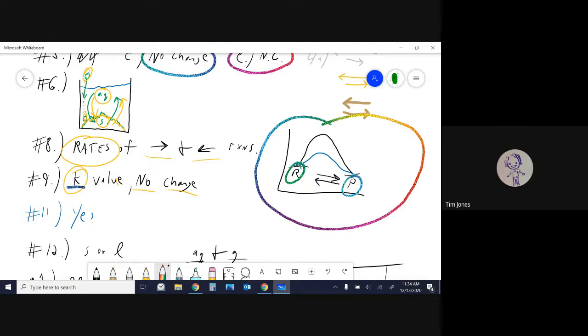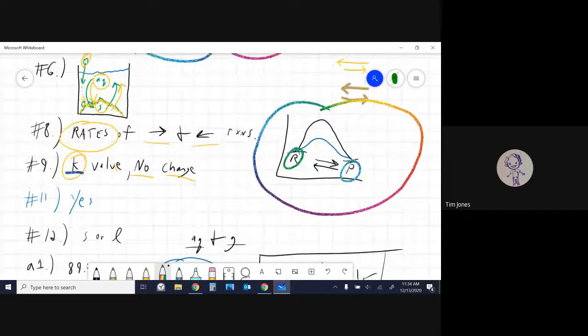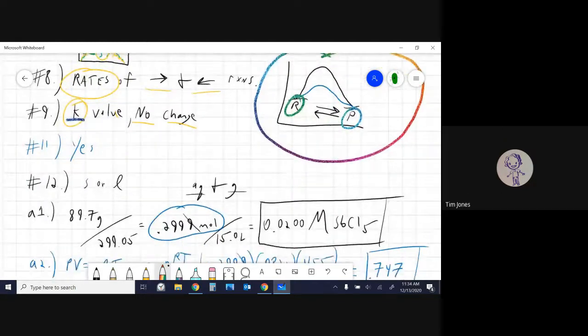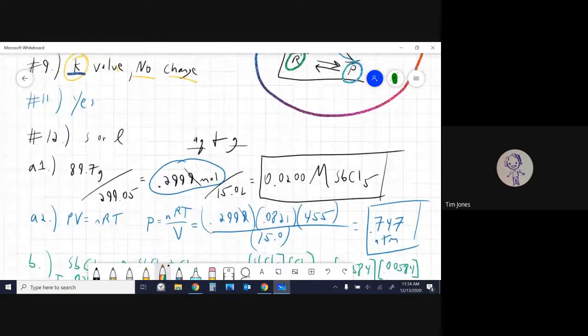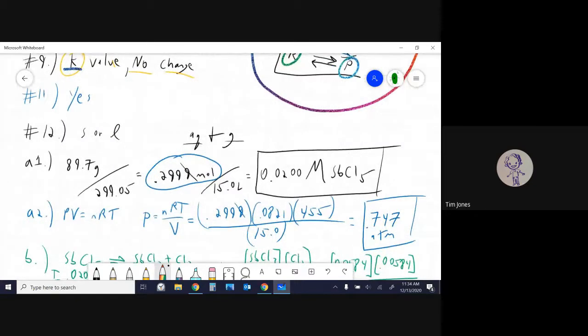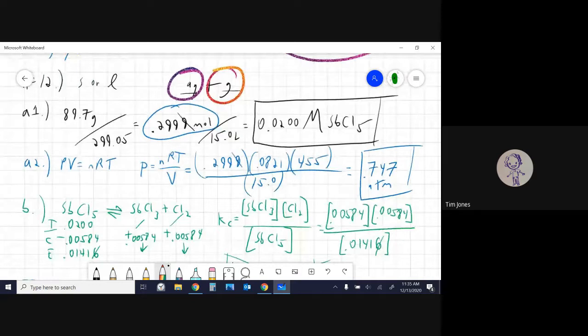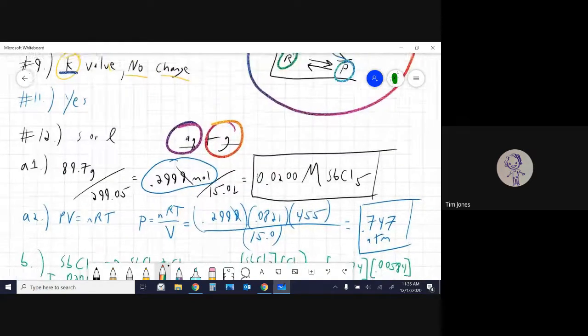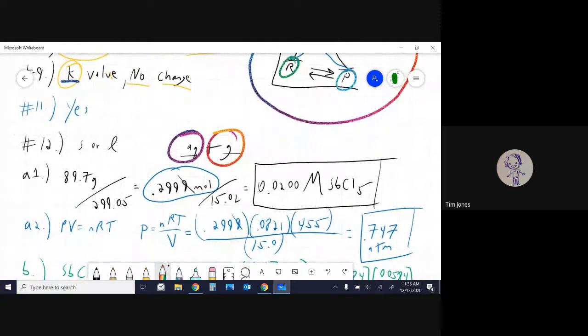12, we do not put solids into our Ks, because they're considered to be pure. We only put aqueous and gas. Number 12 really isn't that tough. It's more of just a long problem. I think we've done problems that are much more challenging than this, but let's just go through it quickly.